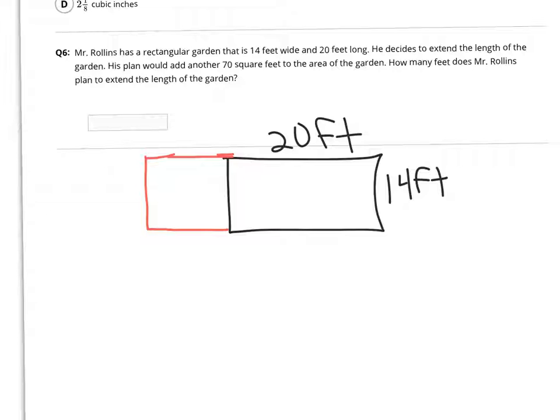And it says we're adding another 70 square feet. And the question is, how many feet does Mr. Rollins plan to extend the length of the garden? So some of this stuff we need, some of it's extra information actually.